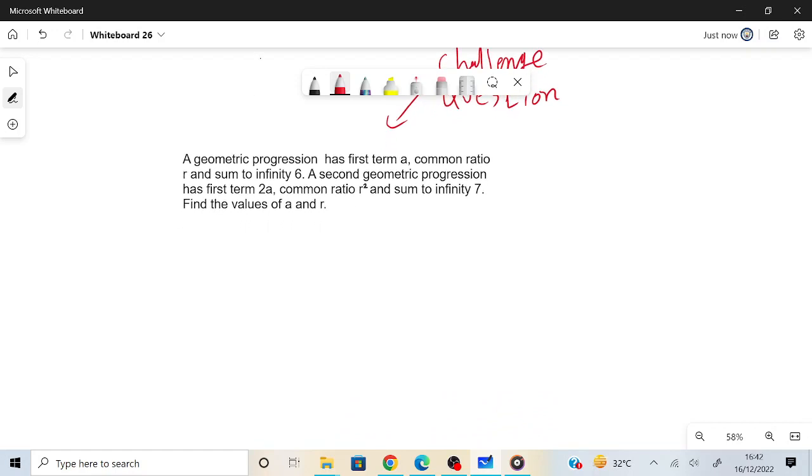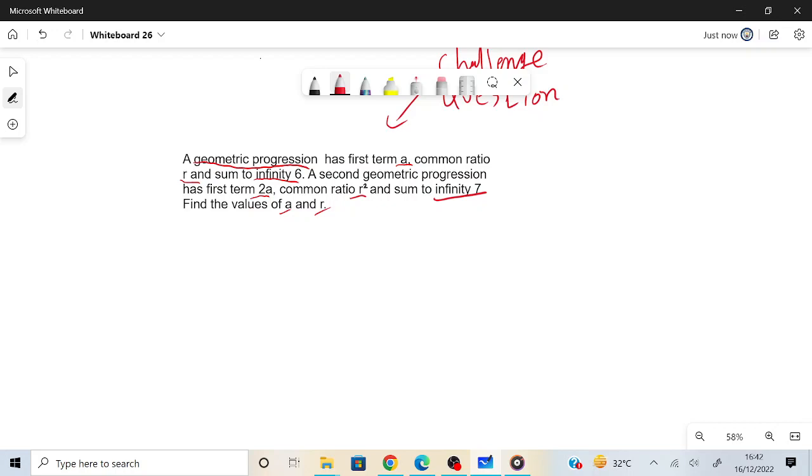So this question says a geometric progression has first term a, common ratio r, and sum to infinity 6. Okay, now it says a second geometric progression has first term 2a, common ratio r squared, and sum to infinity 7. Find the values of a and r. Now it may look complicated at first, but let's bisect this question.